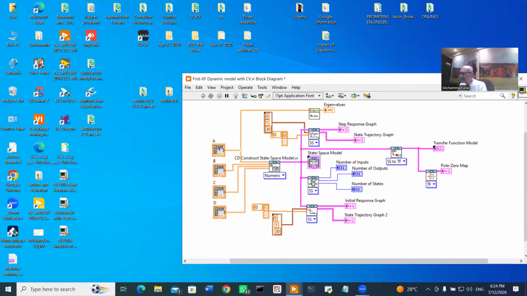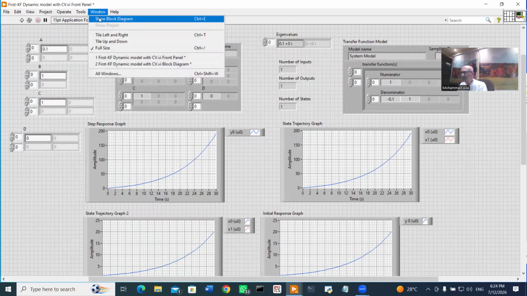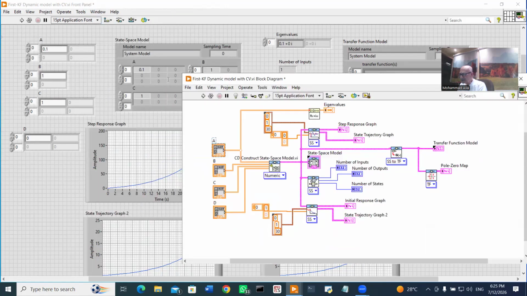I have taken the matrix A, as you see, as one dimension. This is a one-dimensional array with A equals 0.1 only. This is matrix B, and this is matrix C. D is equal to 0. Now, these coefficients are taken from the transition equations which I have shown you before.